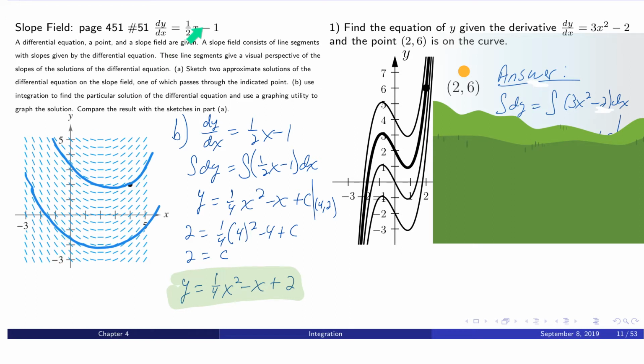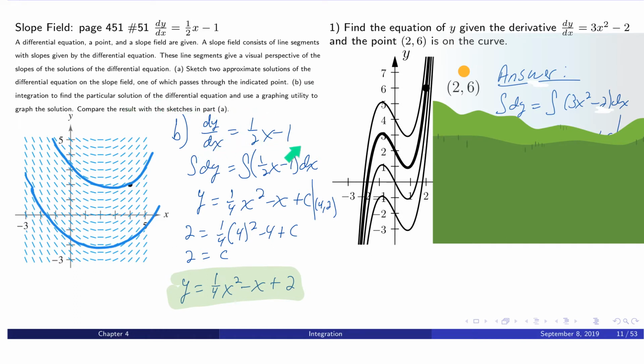If I were to plug in 2, x is 2, 2 times a half is 1, 1 minus 1 is 0. At x equals 2, I should get a slope of 0, and a slope of 0 is a horizontal tangent. So I should have a minimum at x equals 2. I didn't exactly draw that too well, but if you have a horizontal tangent, that's when your slope is equal to 0. So for part B, use integration to find a particular solution.